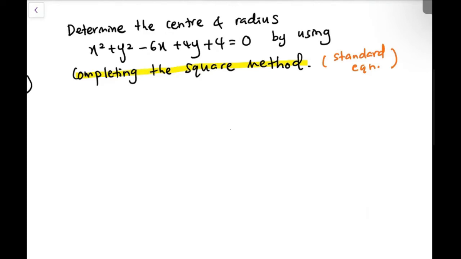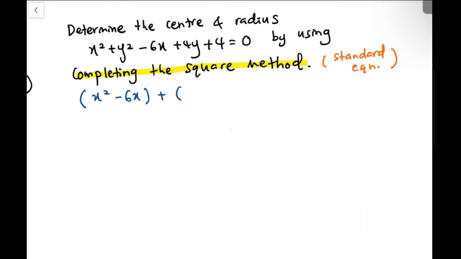Okay, so for CTS, first step, always separate the variables so that you will perform CTS separately for each variable. So first, I just rearrange the variables, separate the variables. First bracket for the x variable, so we have x squared minus 6x.